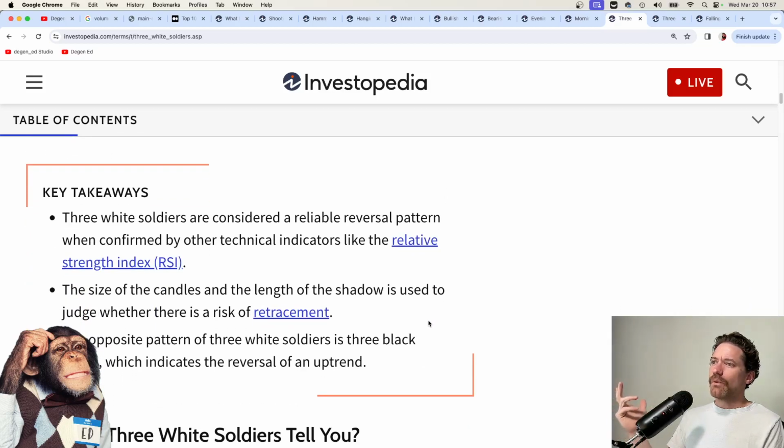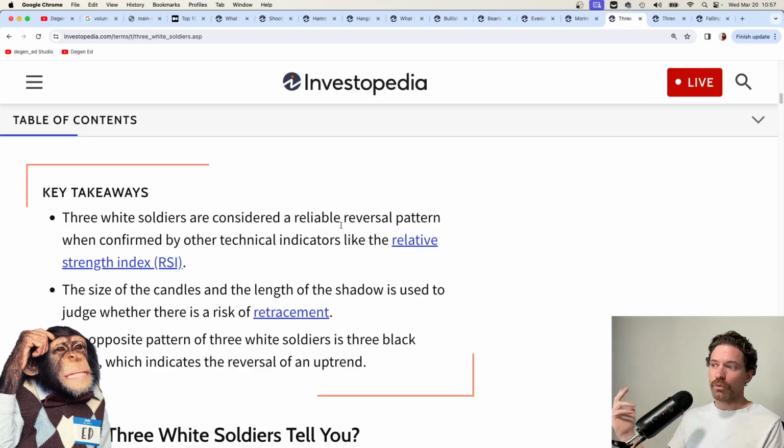Here are some takeaways from this. 3 white soldiers are considered a reliable reversal pattern when confirmed by other technical indicators like the relative strength index, or RSI. That could suggest bullish divergence. That would suggest that it's going higher.